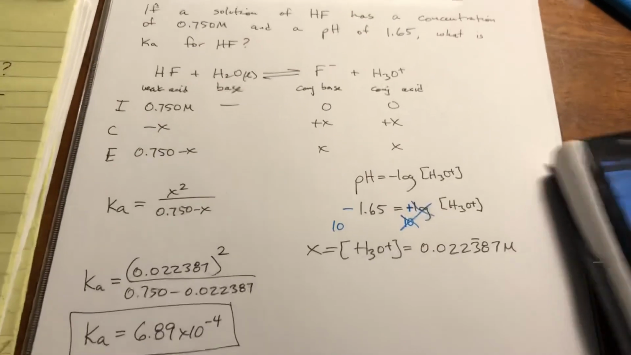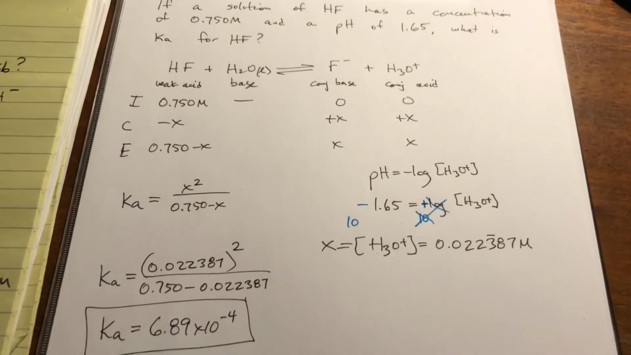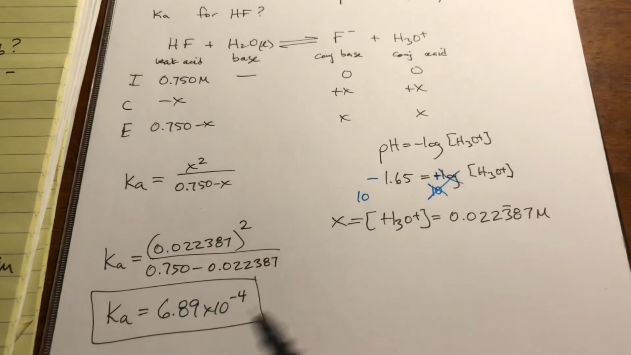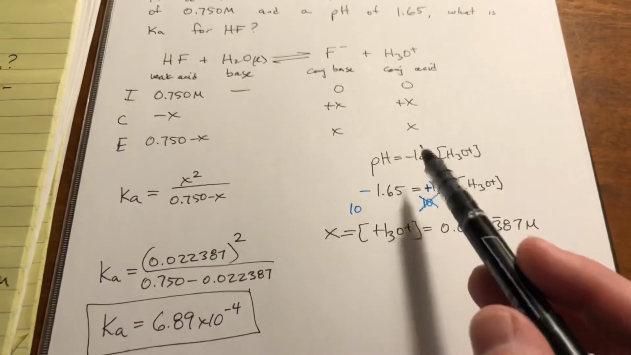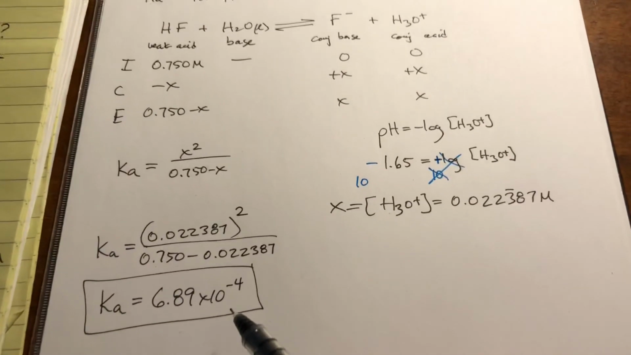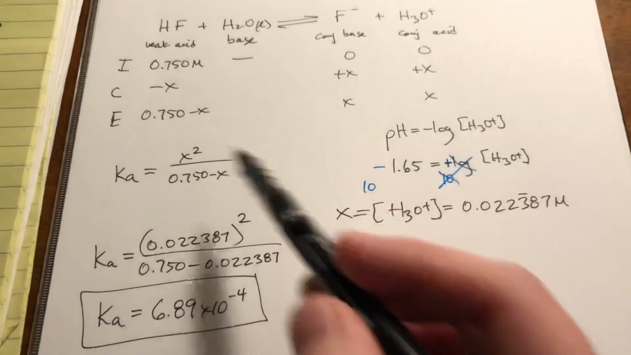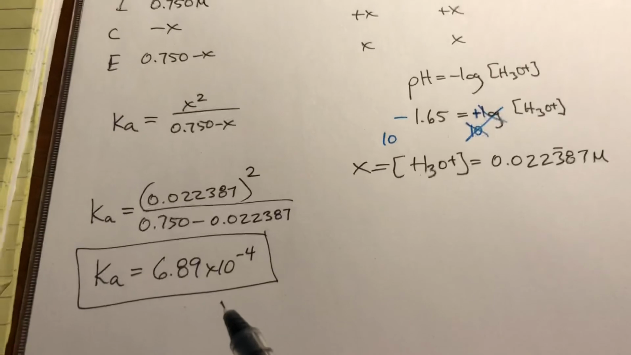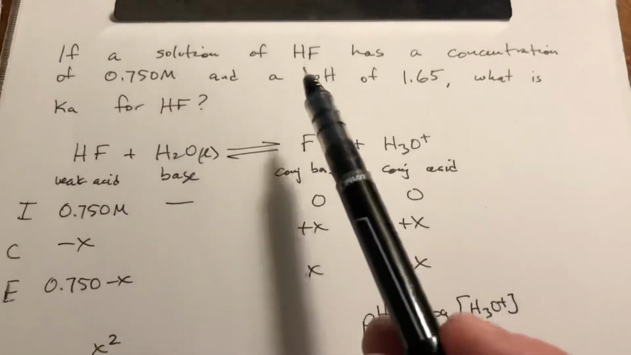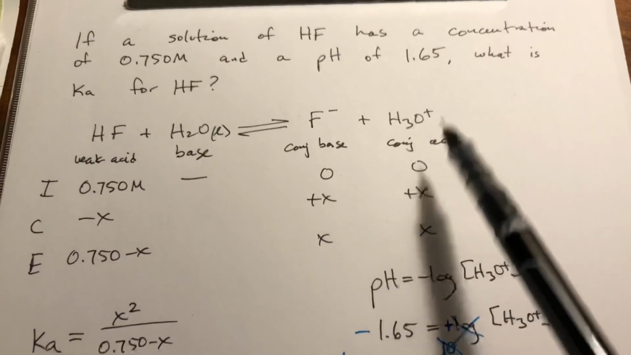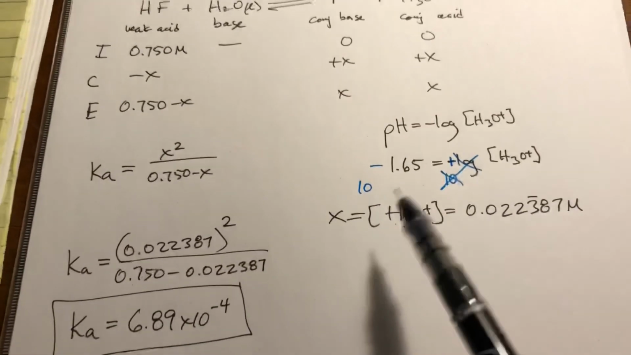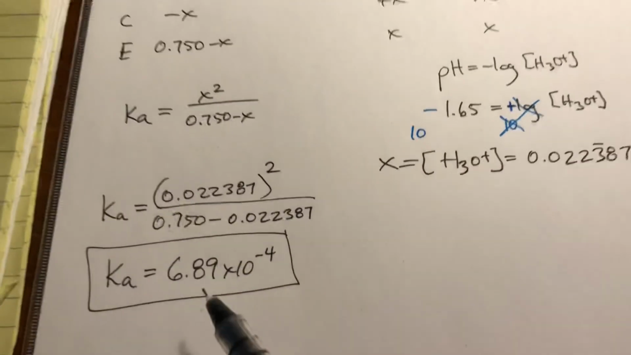So, despite being a very different looking problem than the previous ones, it's actually probably easier because we know the pH, we can solve for x and just plug that in. We don't have to worry about the quadratic. We don't have to worry about whether the assumption works. This problem just works out pretty nicely. So basically we have a weak acid. Since we can solve for H3O plus, we can solve for x, plug it in, and we get Ka.